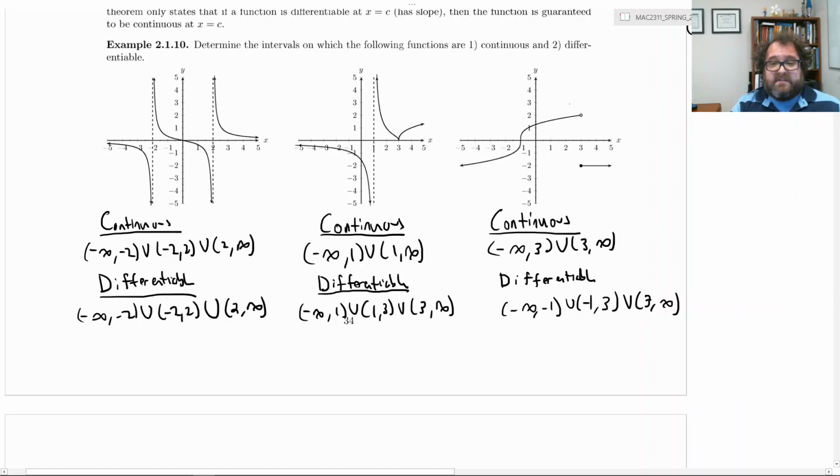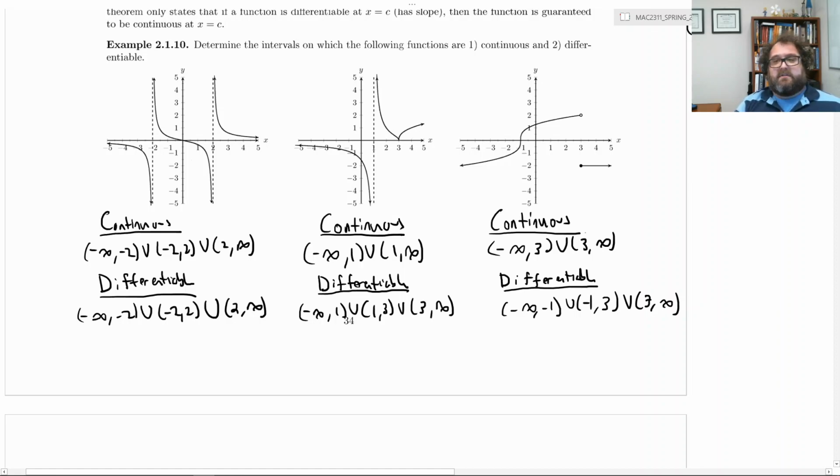And then there's a similar situation over here at the third example, where the function's not continuous at 3. So that makes no sense to even talk about a slope, because there is no slope at 3. There is no derivative at 3. But -1 is also an interesting situation because the function is continuous there. There is no gap, there's no hole, there's no asymptote, but there's a vertical tangent line, which means there's no slope at -1. So we have to leave out -1 from our intervals of differentiability.